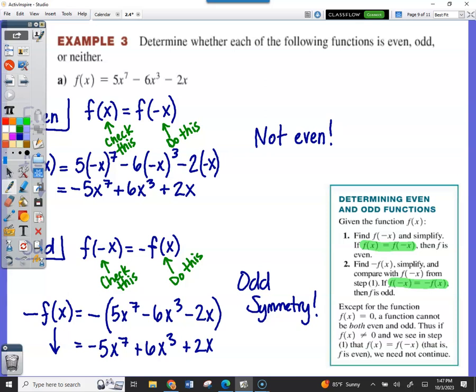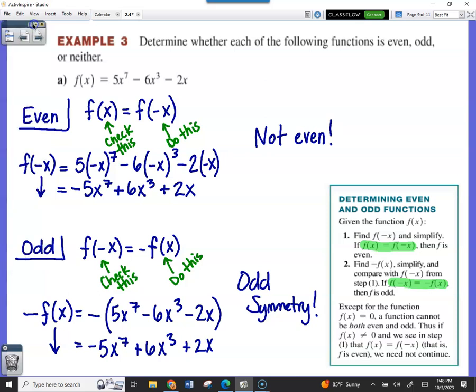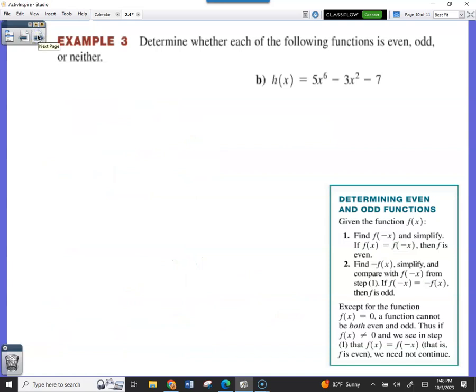The next slide. Check it. Check the even. What did we do on the even? I'm going to leave this up here so you can remind yourself. You're on the next slide. Check the even by doing what? Plug negative x in and clean it up. This ends up being a short problem, so please stay with me. You're checking for even symmetry.